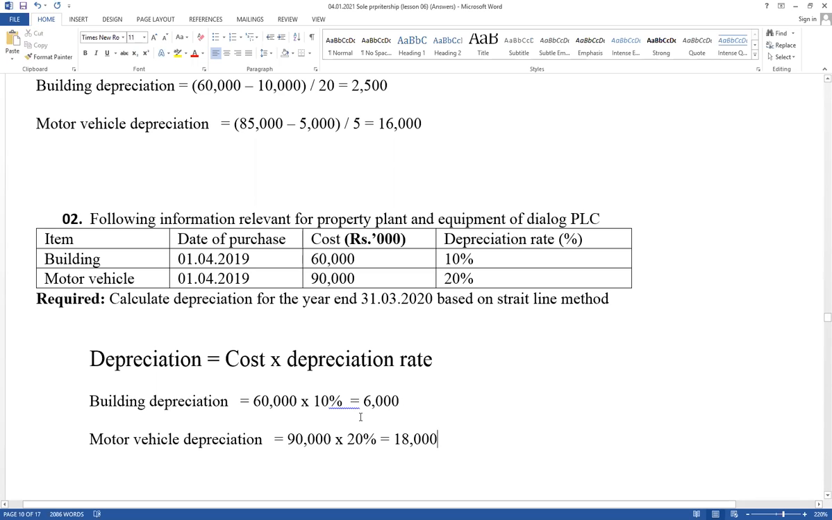Depreciation is an expense. As a result of depreciation expense, the effect is that building value decreases.